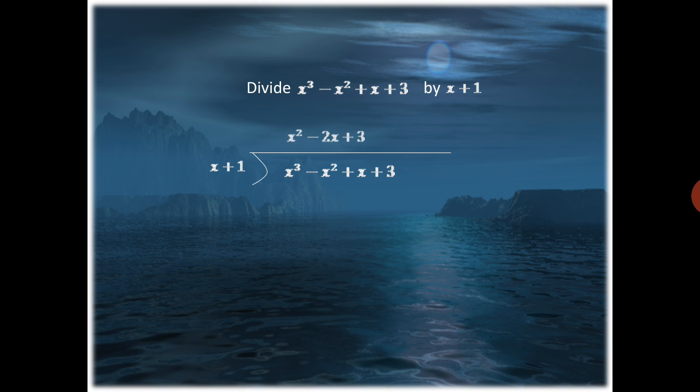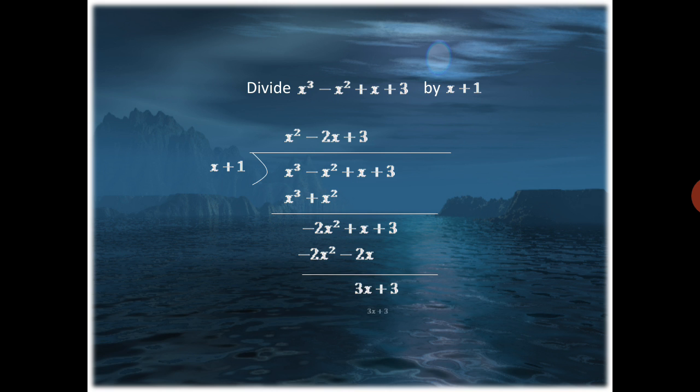Now the first multiplication will be with x square, so x into x square becomes x cube and x square into 1 becomes x square. Now the next step is subtraction. Once you subtract, the first term gets cancelled out. Minus x square minus x square becomes minus 2x square, plus x plus 3. The next multiplication gives you minus 2x square minus 2x. The next step is subtraction. This is how you get 3x plus 3. Now multiply by 3 and you get 3x plus 3. Finally, when you subtract, you get 0.